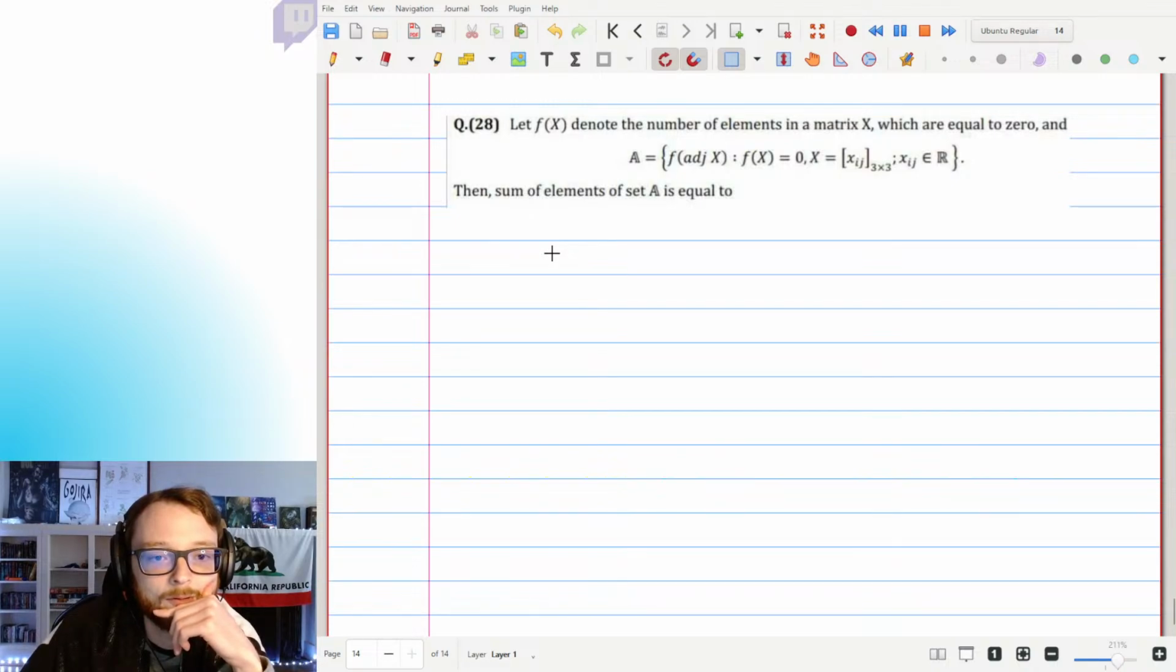Let f of x denote the number of elements in a matrix X which are equal to 0.